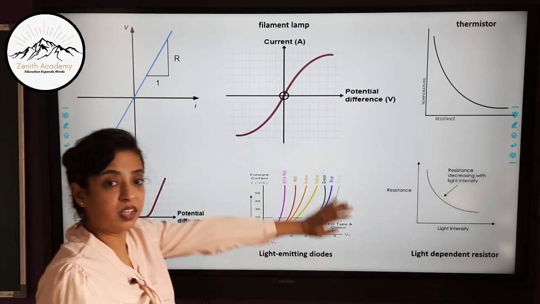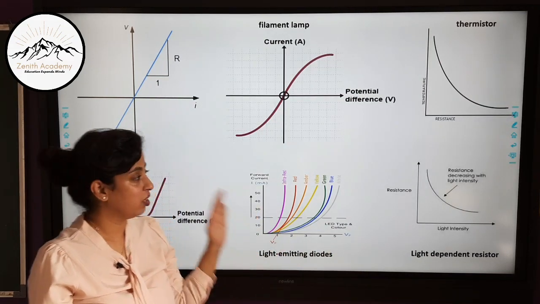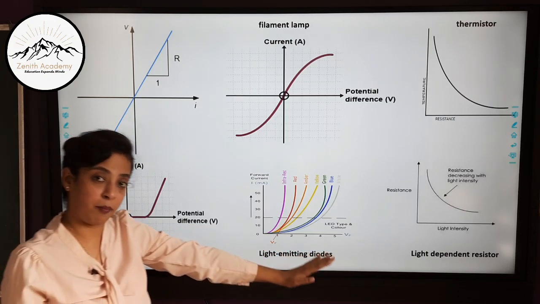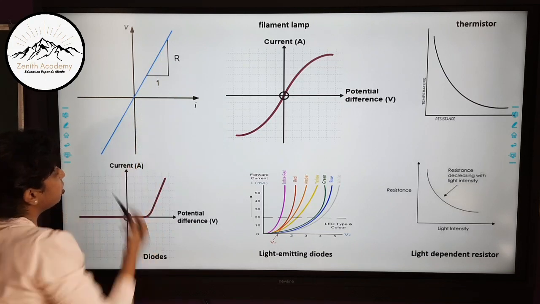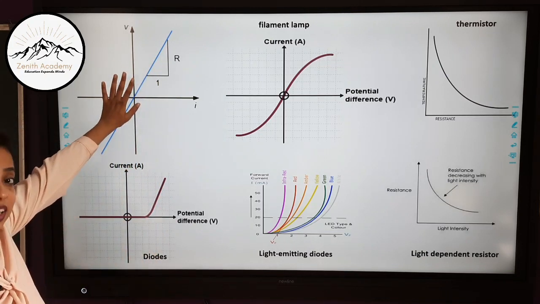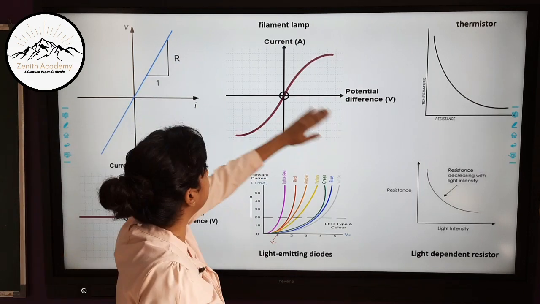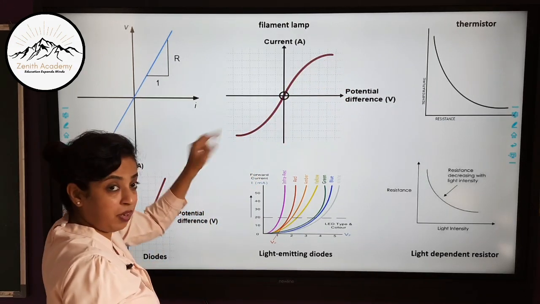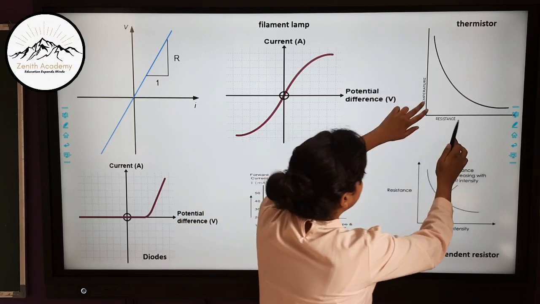So these are the different graphs of different components. Study them in detail. The relationships of all of these graphs are very important from the examination point of view. Here you can see this is a linear relationship, so this is an ohmic conductor and this is an example of a resistor. Here, if you see the potential difference and current, you should be able to identify that this is a filament lamp.